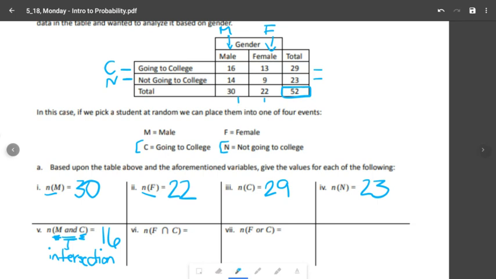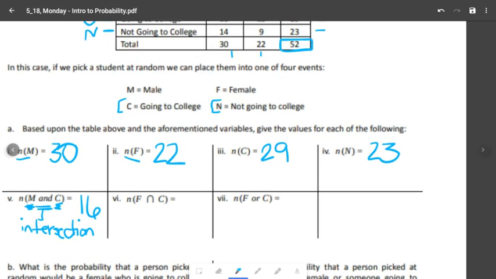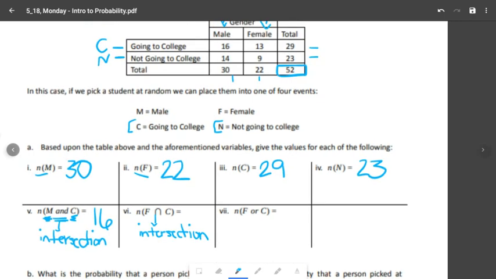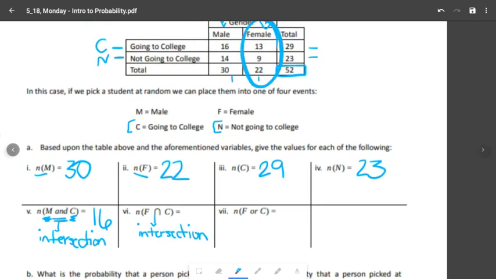Okay, next one. The number of students who are F, and then there's the upside down U, which again, if you go back to the page before, this means intersection again. So again, I'm looking for the overlap, but this time the overlap of female and going to college. So that overlap is at 13.